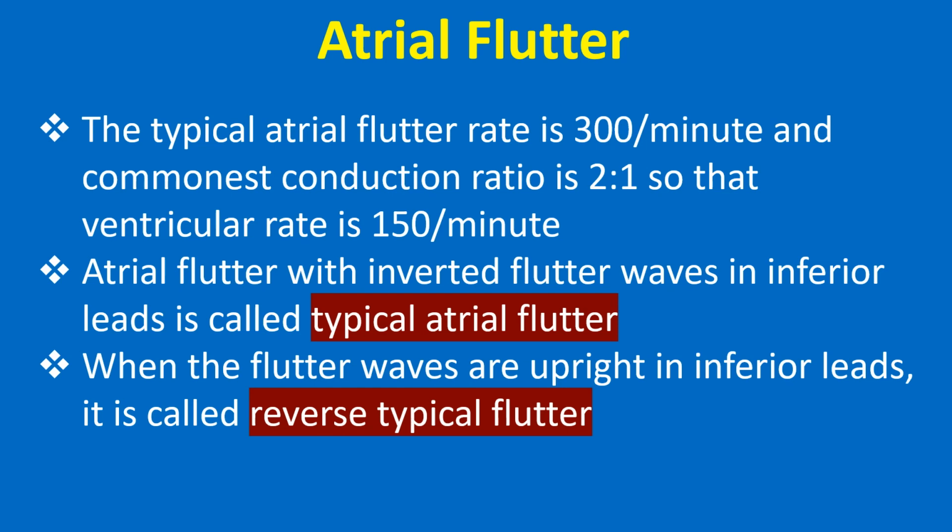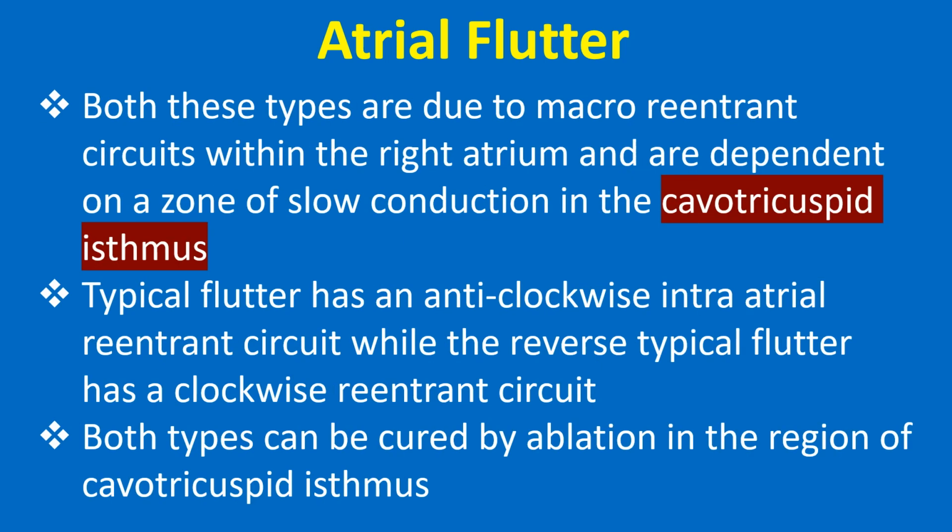150 per minute. Atrial flutter with inverted flutter waves in inferior leads is called typical atrial flutter. When the flutter waves are upright in the inferior leads, it is called reverse typical flutter. Both these types of flutter are due to macro reentrant circuits within the right atrium and are dependent on a zone of slow conduction in the cavotricuspid isthmus.